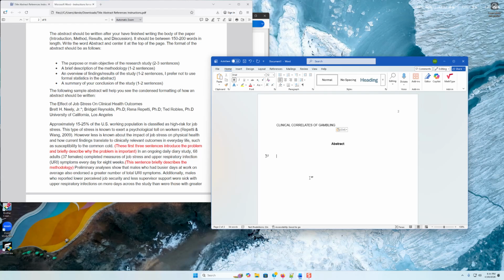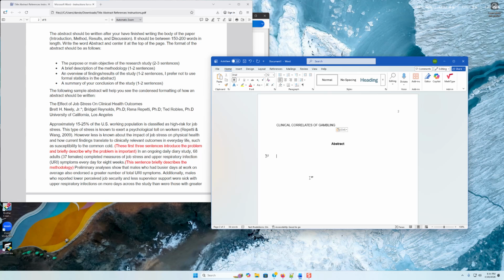So the first 2 or 3 sentences is the introduction, basically. What's the point of the study? Why is it important? What are you looking for? Then you're going to have 1 or 2 sentences on the method. Then you're going to have 1 or 2 sentences on the results without statistical numbers, without data, just the results. You do not need to put statistics in the abstract. I prefer you don't. But basically, what was the conclusion of the study, right? And then 1 or 2 sentences elaborating on that.